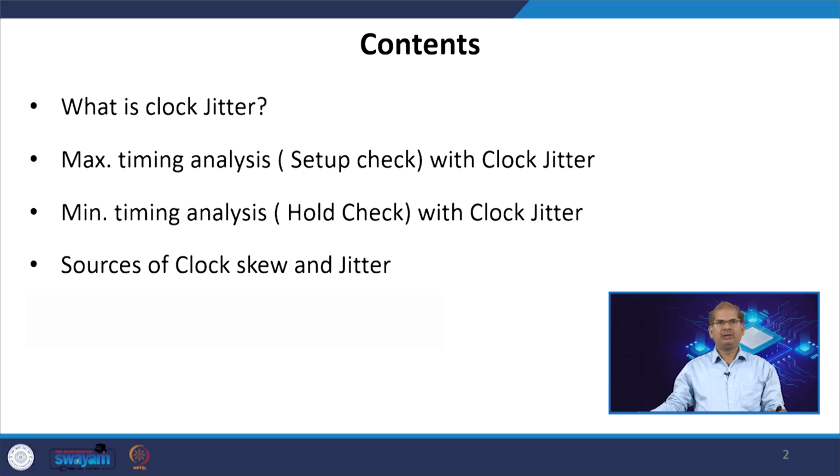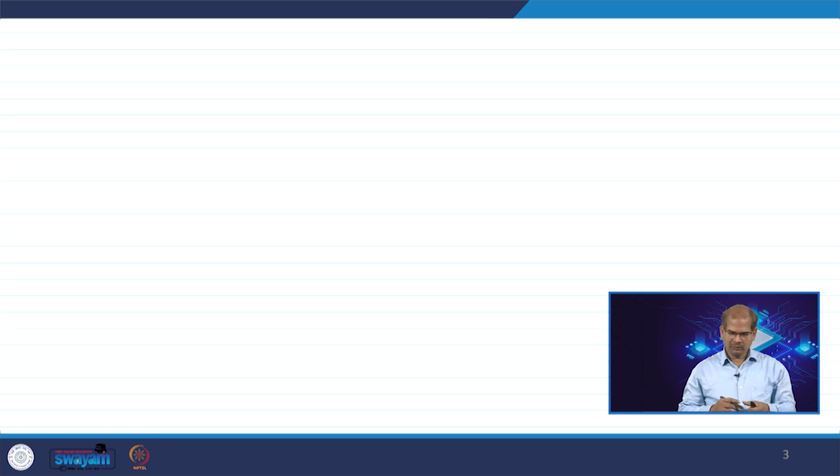The content of this lecture includes what is clock jitter, then how to do maximum timing analysis or the setup check with clock jitter, then the minimum timing analysis or the hold check with clock jitter. Then we will discuss what the sources of clock skew and clock jitter are. This is very important. If you know the source, then you can correct it. So, first of all, what is clock jitter?